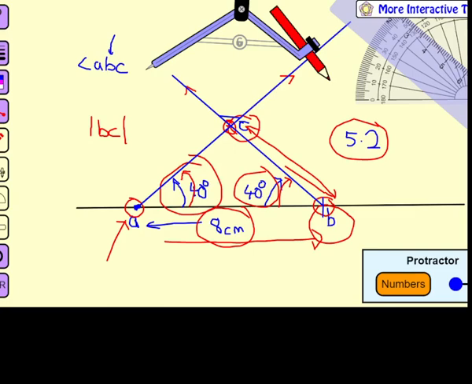Okay, so again, you've already practiced creating angles. This is just an additional step where you're creating two angles and again measuring distance, and you should be fine.